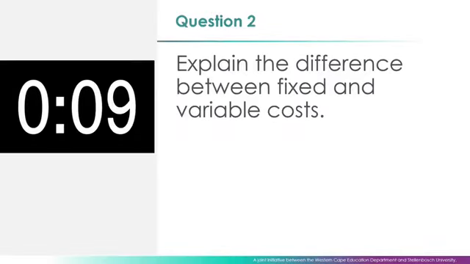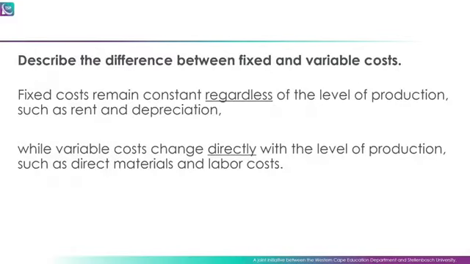10 seconds. Explain the difference between fixed and variable costs. You got 4 seconds? Cool. So was your answer the following? Fixed costs remain constant regardless of the level of production, such as rent and depreciation. And while variable costs change directly with the level of production. So the more you make, the more you'll get.